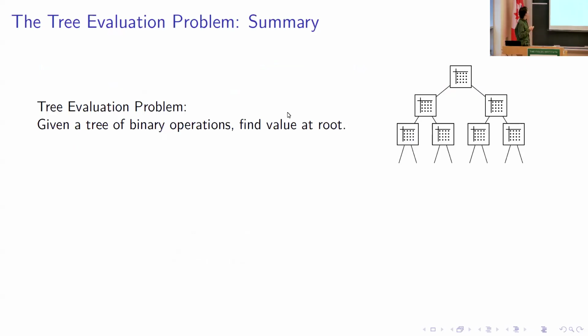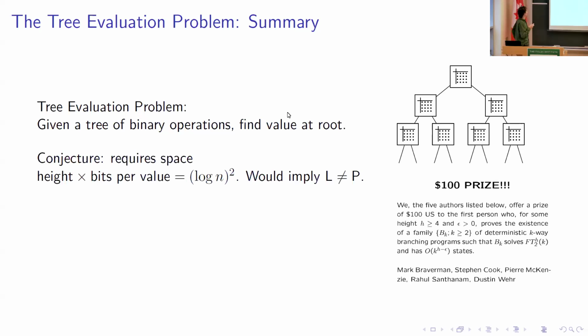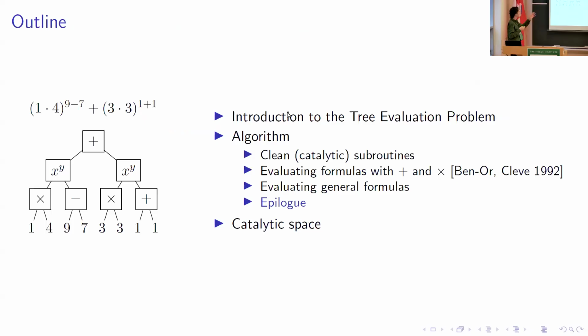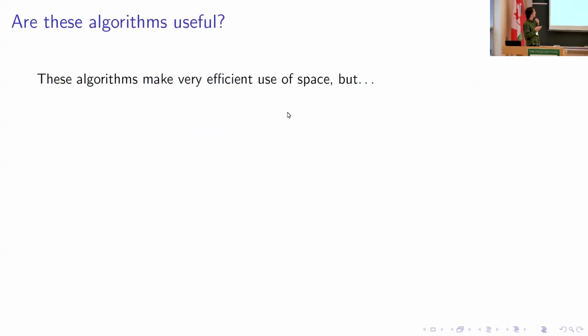To summarize, the tree evaluation problem is to evaluate a tree. It was conjectured to need space log n squared, which would have implied L not equal to P. And we refute it by coming up with an algorithm that takes space log n times log n. Okay, so I'm going to conclude this part of the talk with just a couple comments.